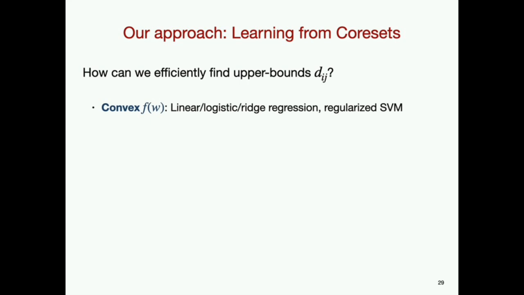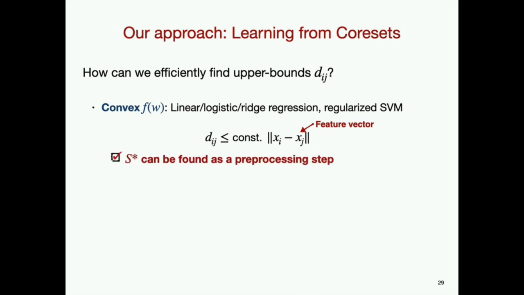The short answer is that if we have a convex function, if you are training regression or SVM, then Dij's can be bounded by a constant times the difference between feature vectors. So even before we start the training, we can cluster all the feature vectors, and we can find the centers of feature vectors. We can weight every feature vector by the size of its cluster, and we can find the subset. We ignore the full data. We train the regression or SVM function only on this subset, and we are done, right? So this becomes just a pre-processing step.